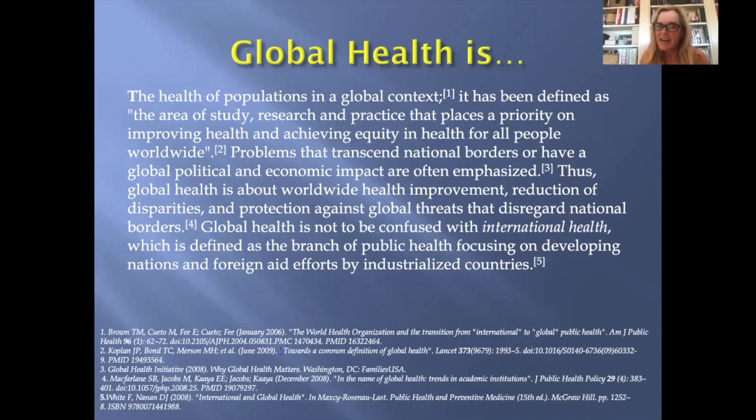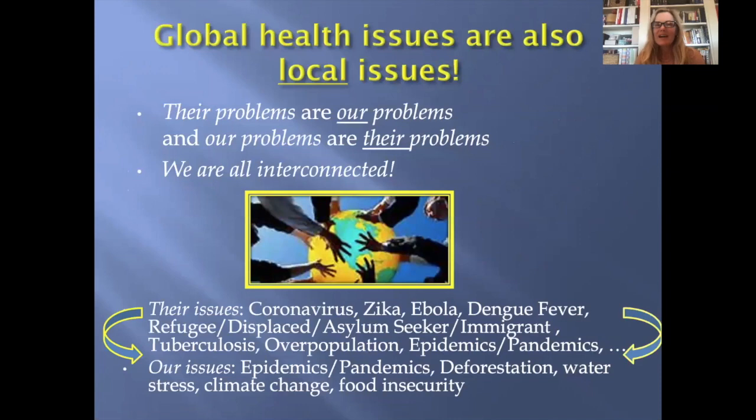Global health is not to be confused with international health, which is defined as the branch of public health focusing on developing nations and foreign aid efforts by industrialized countries. So that's just to clarify global health up front. I also wanted to share that global health issues are also our own local issues. Their problems are our problems, and our problems are their problems. We're all together interconnected all around the world.